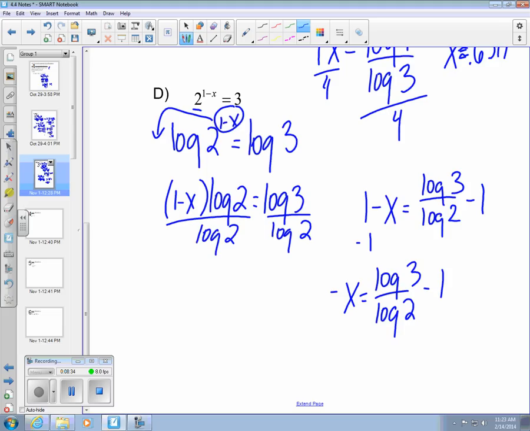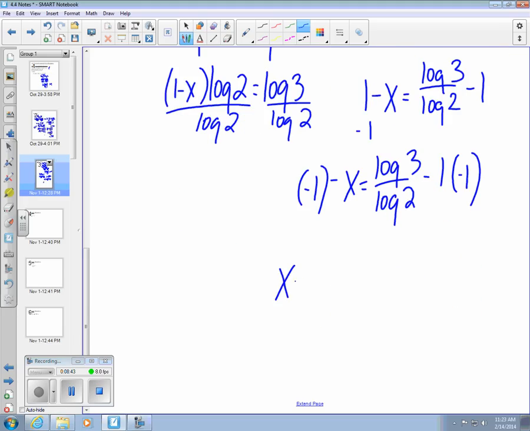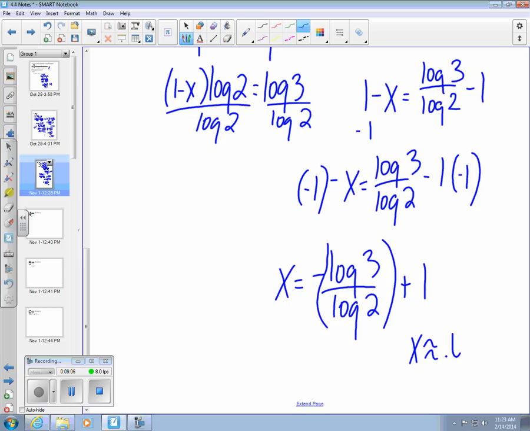All right, from here, we need to get rid of this negative. So we'll multiply by negative 1 on both sides. That gives us x is equal to negative log base 10 of 3 all over log base 10 of 2. Oh, let's put the negative on the outside. Sorry about that. And then we have our addition. We add 1. So if you plug this into your calculator, you have x is equal to 0.6577.